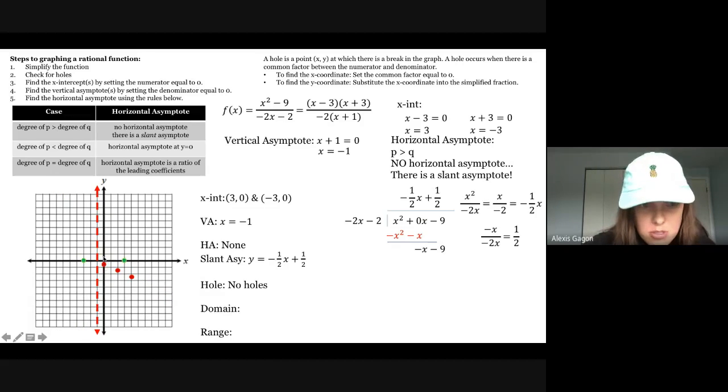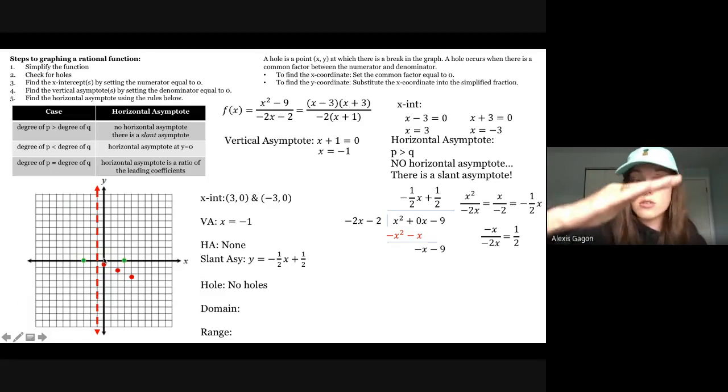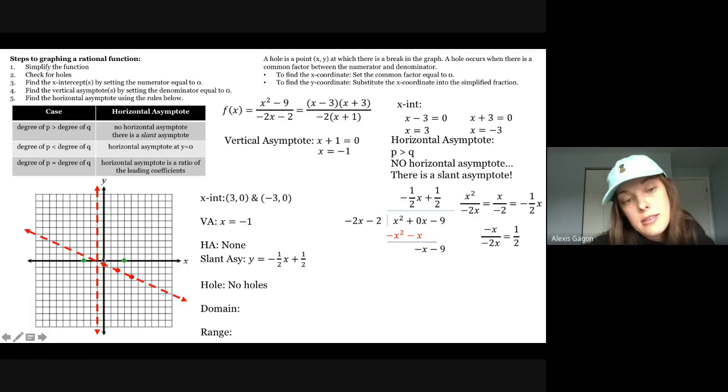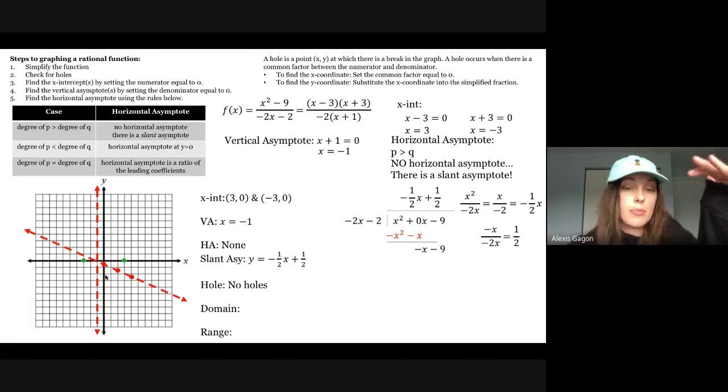Okay, this was just supposed to be shifted up. So all of those are supposed to be shifted up. I did it at -1/2, but that would be right there. Just shift all of that up. Okay, that's our slant asymptote if it was moved up. Are we okay with that?